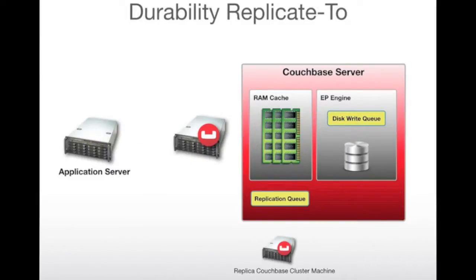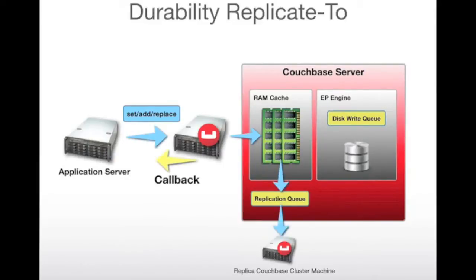Replicate to is generally going to be faster because it just has to go across a wire to another machine, and then you'll get your callback. So in this case, I'm doing storage with observe with replicate to, and once it gets to another machine, we're going to get that callback. And that tends to be faster because it just has to go across the wire.